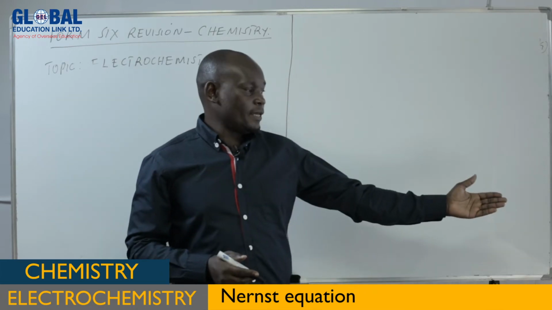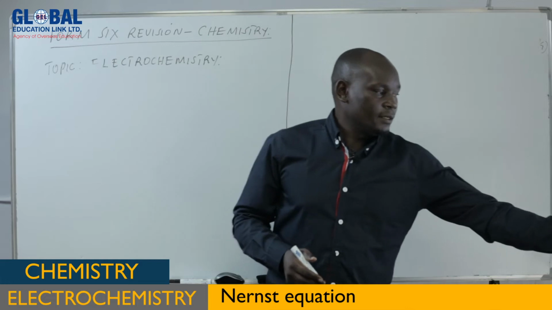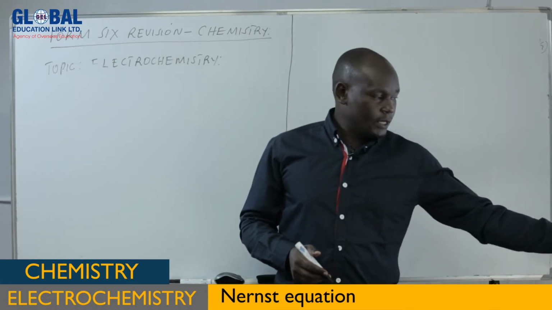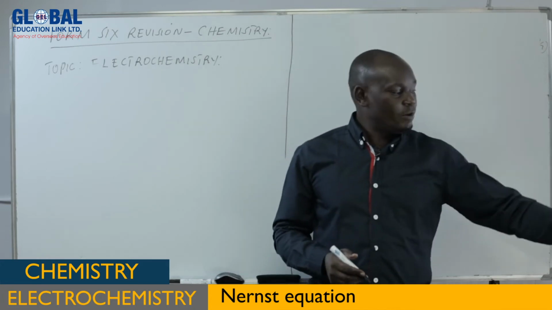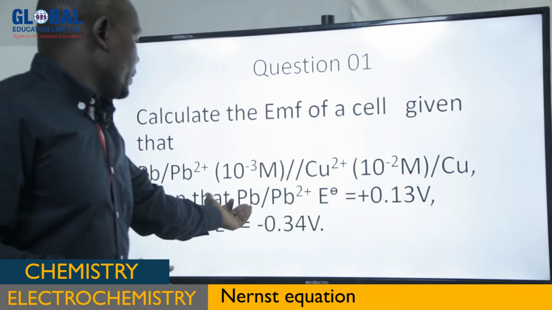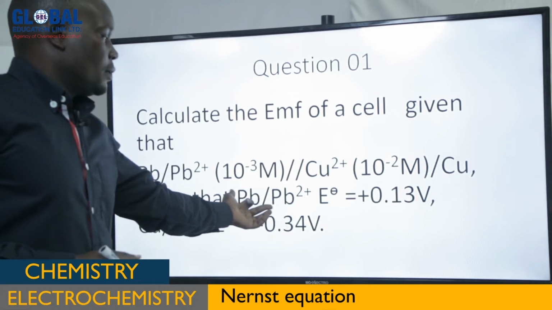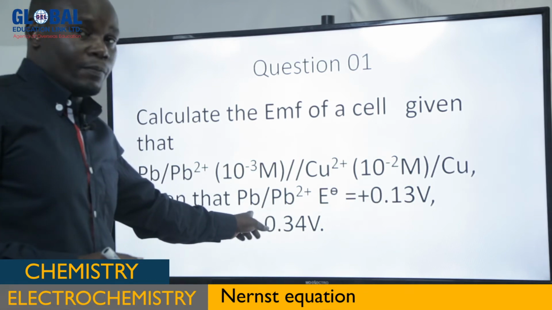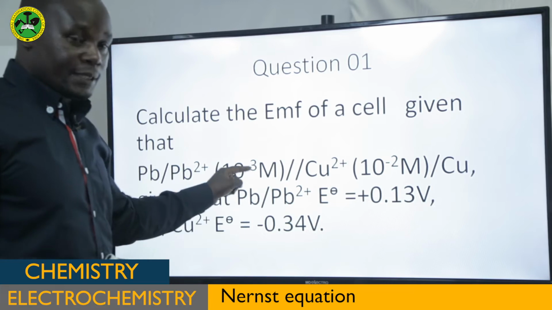So if we consider lead here, for example, it is in oxidation form. So you have to change it, and when you change it into reduction form, the sign of the standard electrode potential should also change. Now, copper also is in oxidized form, so it should be in reduced form. So let us now consider the data given.